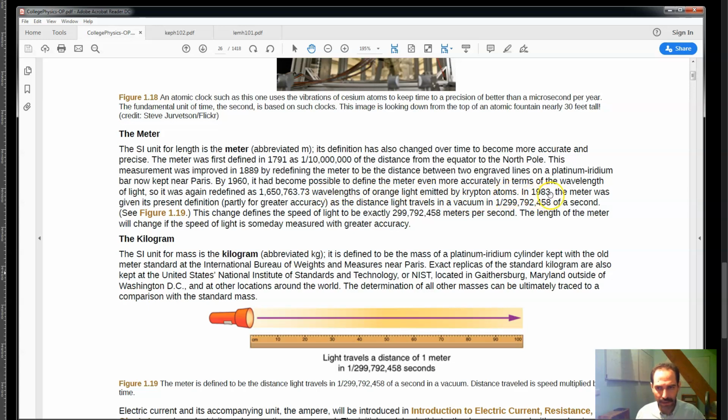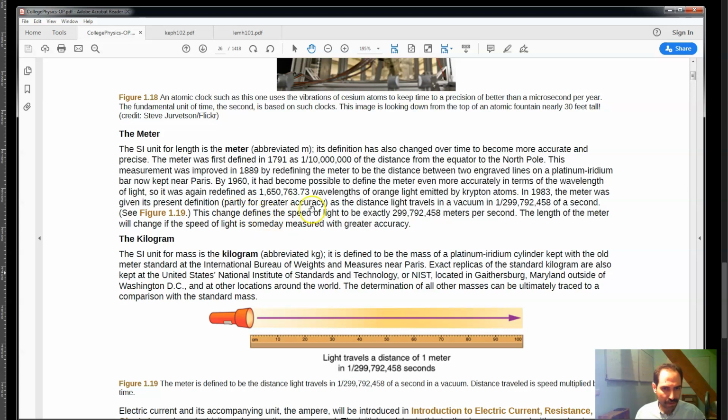In 1983, the meter was given its present definition, partly for greater accuracy, as the distance light travels in vacuum in 1 divided by 299,792,458 of a second. And so this is the current definition, which was defined in 1983. So it's the distance light travels in vacuum in approximately 1/300 millionth of a second.